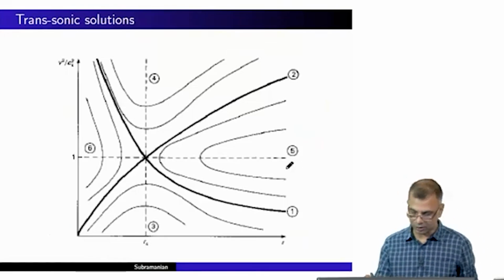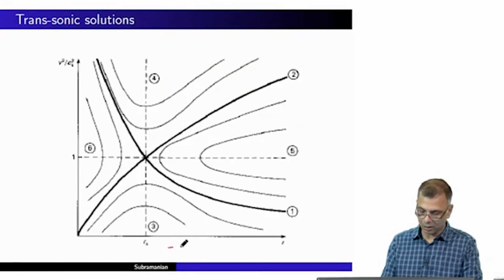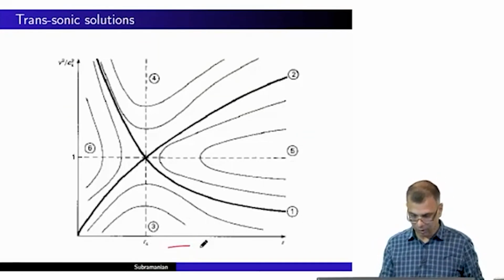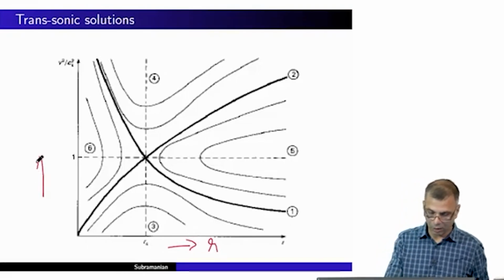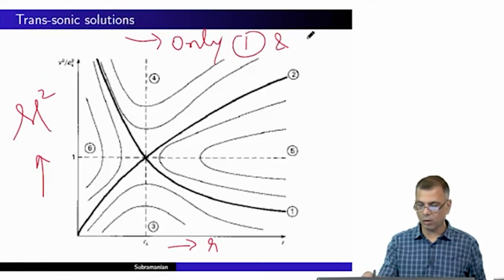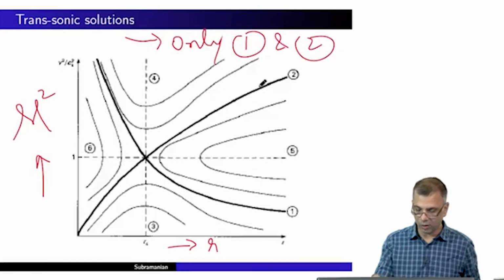So let us consider this. This is a slightly larger canvas to talk about. This is r. Only 1 and 2 are transonic. 1 would be this and 2 would be this.